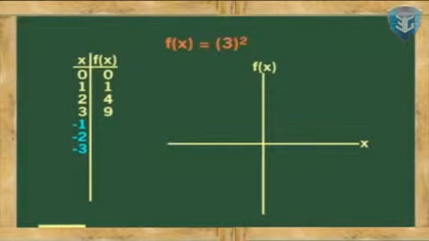Now, going into the negative values, when x is negative 1, the function is 1 because negative 1 times negative 1 is 1. When x is negative 2, negative 2 times negative 2 is positive 4. The value of x of negative 3 will give you positive 9, and so on.